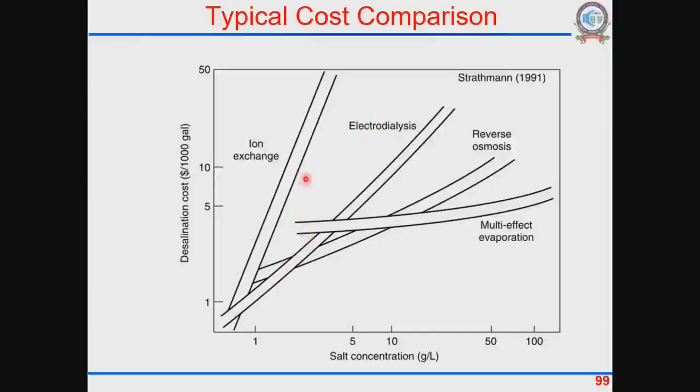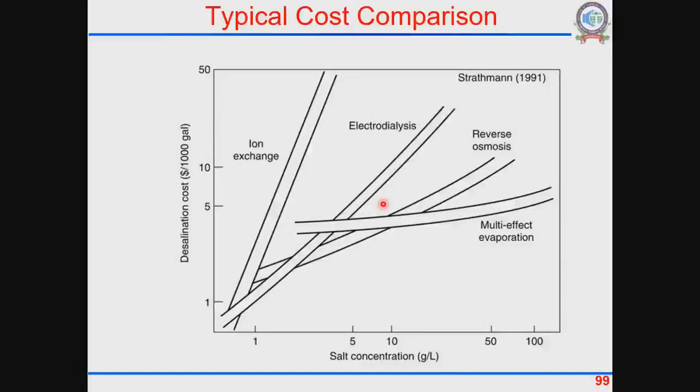Ion exchange also is slightly expensive, but of course, with newer ion exchange media, it becomes continuous. You can make it a column operation, and these ion exchange resins can have a very long life. So then it can even become more economically favorable.